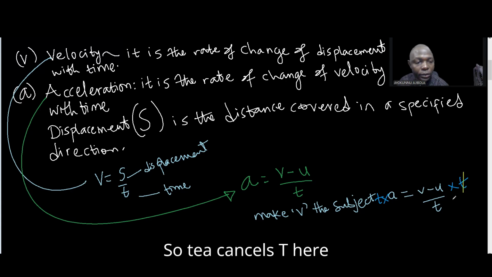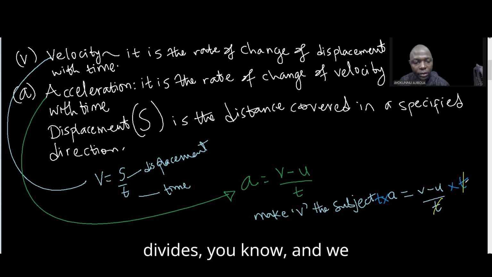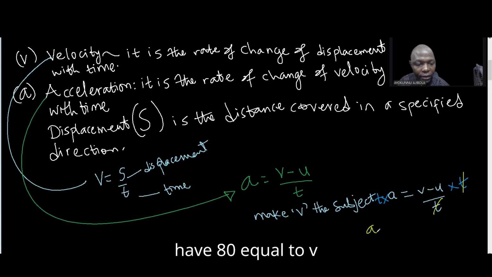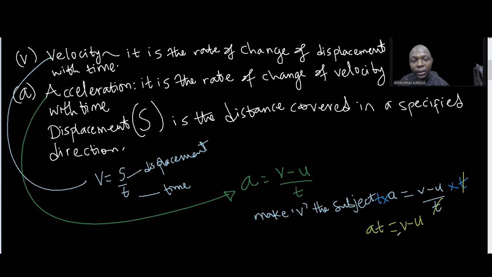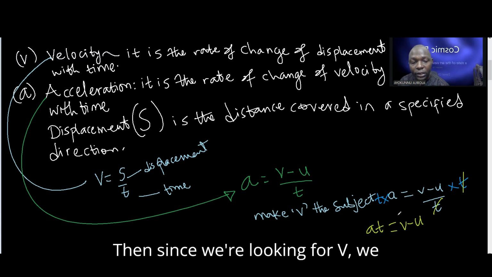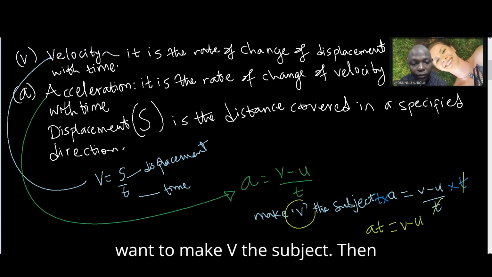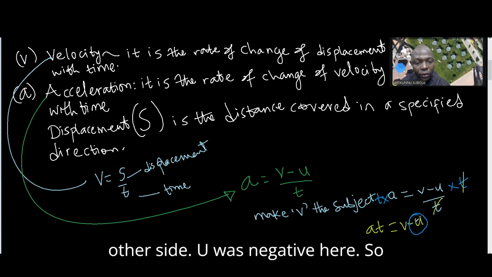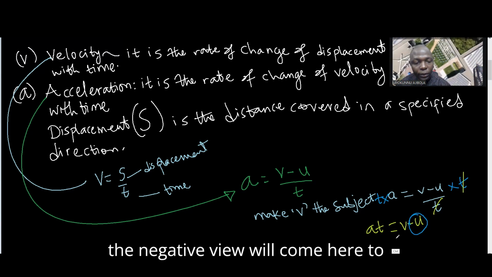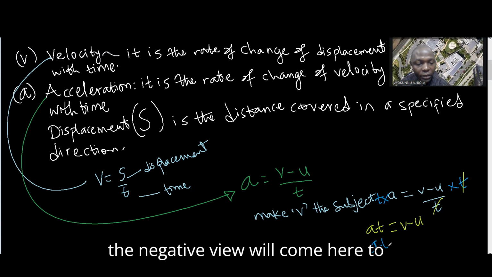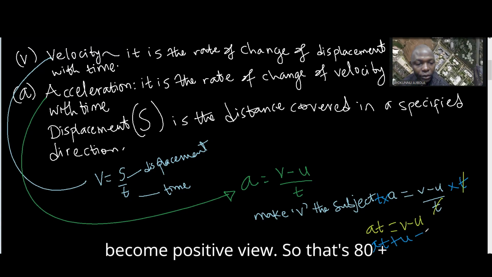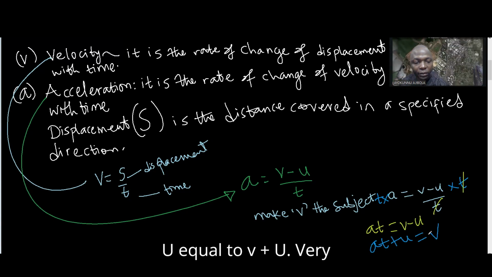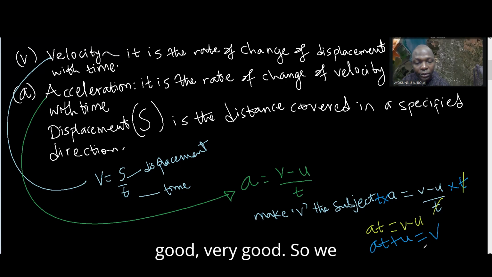So T cancels T here, and we have AT equal to V minus U. Then, since we're looking for V, we want to make V the subject, so we have to take U to the other side. U was negative here, so the negative U will come here to become positive U. So that's AT plus U equal to V.